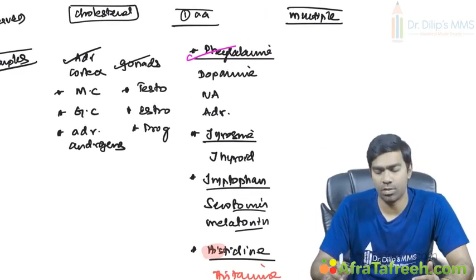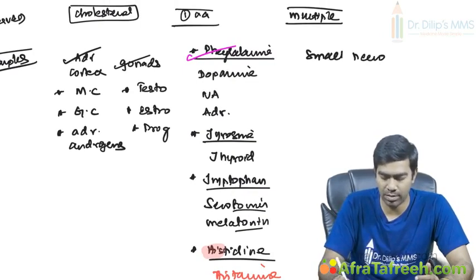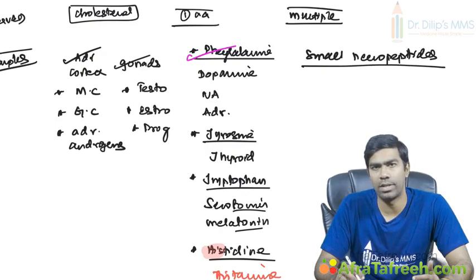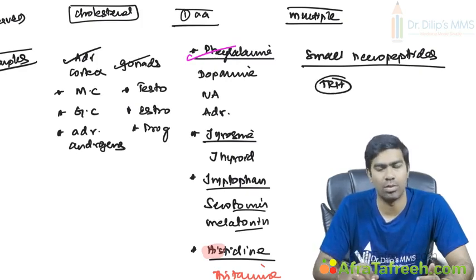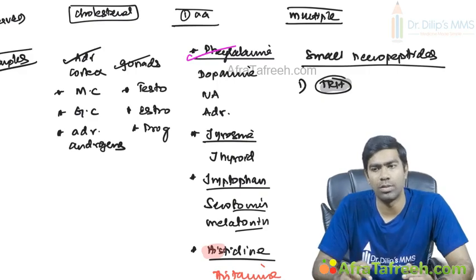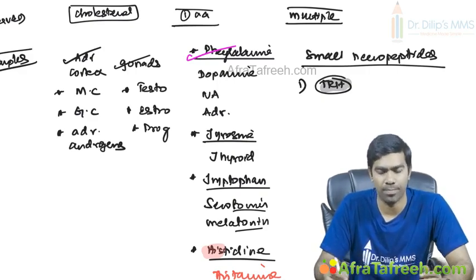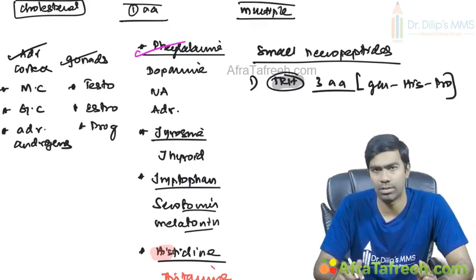What are the peptide-based hormones? Peptide-based hormones are chains of amino acids, so it can be small neuropeptides or it can be larger peptides also. Small neuropeptides, there are 4 hormones that you have to know. The first one is the TRH, TSH releasing hormone, that is coming from the hypothalamus, isn't it? TRH. And this TRH is supposed to be the smallest peptide-based hormone in the body. For example, it has only 3 amino acids. You have to know the sequence. It has glutamine, histidine and proline. So only 3 amino acids.